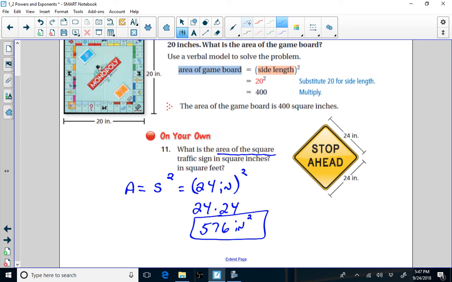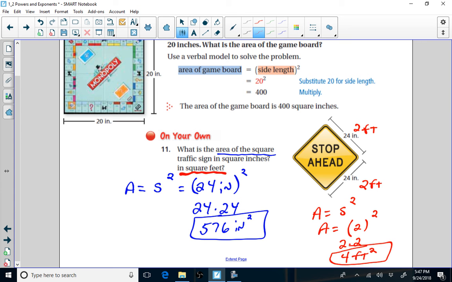But they also ask, and I'll show this in red, what's the area in square feet? How would we find the area in square feet? The easiest way would be to take the length of the side and write it in feet. 24 inches is equivalent to how many feet? Well, that's 2 feet. So this side would be 2 feet. If I want the area of this square in square feet, the area is going to be equal to the length of the side squared. Area is equal to 2 squared, which is 2 times 2, which is 4. And that is 4 square feet for the area in square feet.